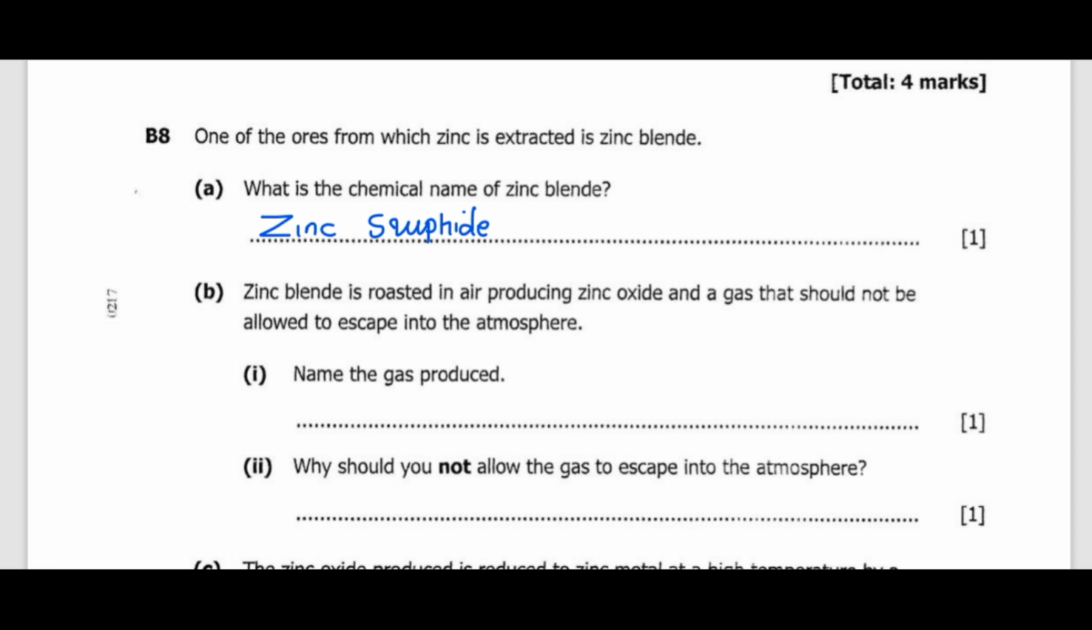So the first gas that is produced, if we have zinc sulfide plus oxygen, so roasted in air is oxygen. So the first one will give us zinc oxide plus sulfur dioxide. So the gas that we are looking at here is sulfur dioxide. Now, what is the negative impact? Why should you not allow the gas to escape into the atmosphere?